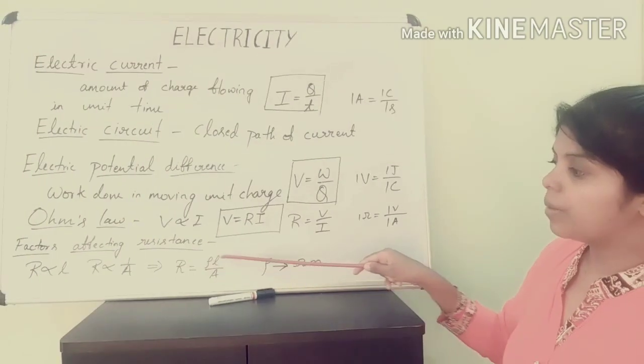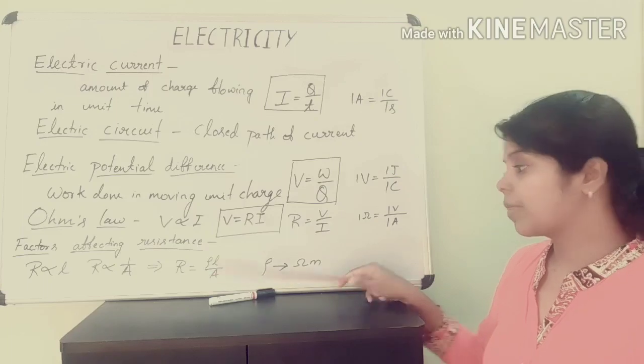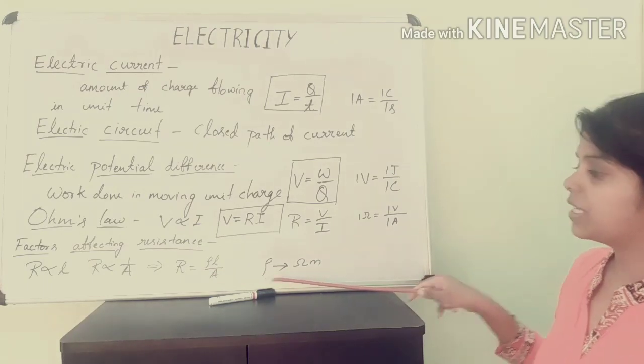R is equals to rho L by A. Here rho is the proportionality constant called as resistivity. So the SI unit of resistivity is ohm meter.